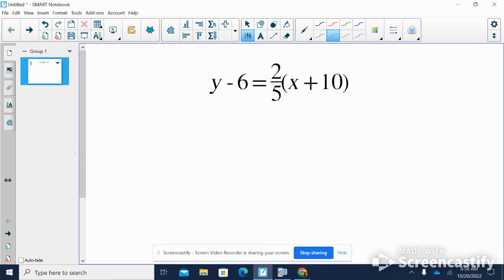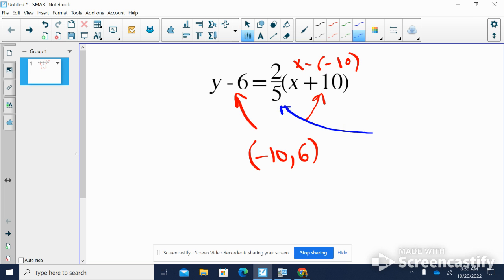Okay, the point that we can pull out of this comes from here and over here. It says x plus 10, so that's actually x minus a negative 10, which means our x coordinate is a negative 10. And it says y minus 6, so our y coordinate is a positive 6. So I can pull out a negative 10 comma 6 and say that's a point that's on this line. Another thing that I can pull out from this form is the slope. Our slope is 2 over 5.